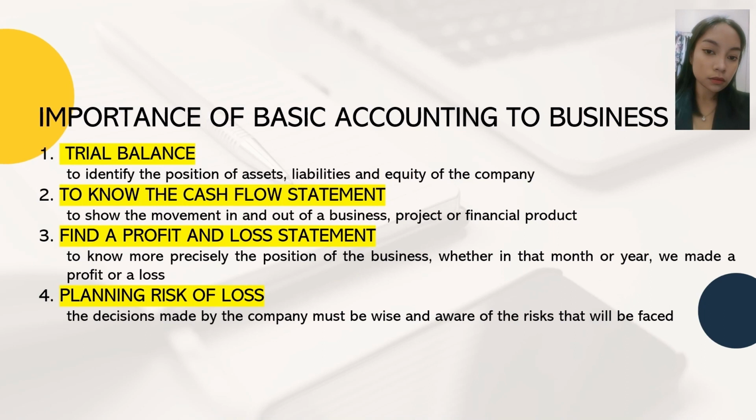Importance of basic accounting to business. First, for a trial balance, used to identify the position of assets, liabilities, and equity of the company. Second, to know the cash flow statement. It shows the movement in and out of a business project or financial product. Third, to find a profit and loss statement. It is to know more precisely the position of the business, whether in that month or year, we made a profit or a loss. Fourth, standing risk of loss. The decisions made by the company must be wise and aware of the risks that will be faced.